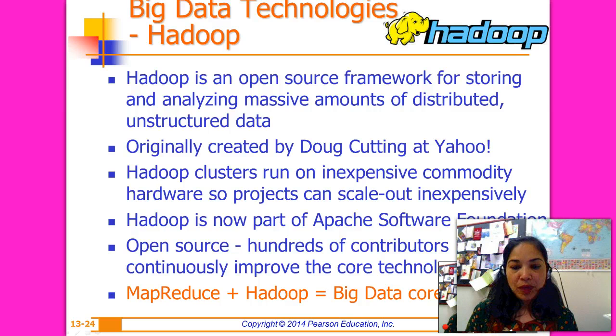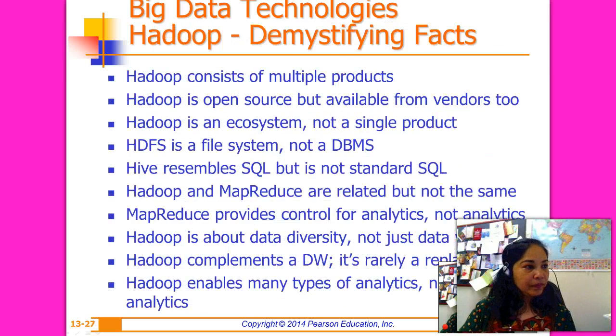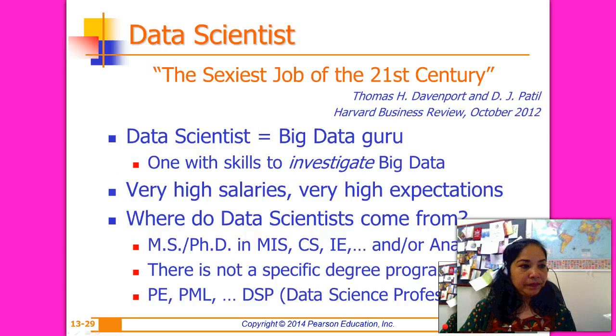We will talk about who is a data scientist. A data scientist is basically a big data guru with the skills to investigate big data. Generally, they get very high salaries with very high expectations. You can be a data scientist if you have a PhD in MIS or computer science. Some schools now have programs in big data also. Okay. Next, we will be looking at some of the big data vendors.